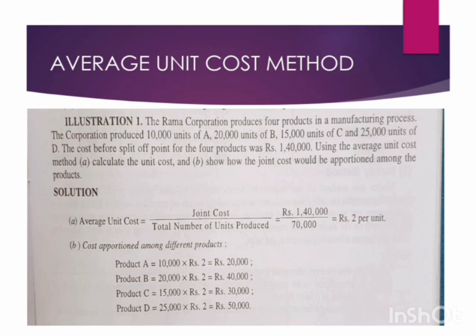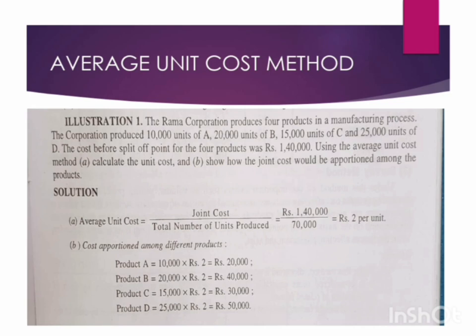Actually, the joint cost for producing all the 4 products A, B, C and D before the split off point was given in the question itself, 1,40,000, divided by the total number of units produced. So we have to add all the 4 units that are produced: 10,000 plus 20,000 plus 15,000 plus 25,000. When we add all these units, we arrive at 70,000. So when we divide 1,40,000 by 70,000, we get rupees 2 per unit. So to produce one single unit, 2 rupees has been incurred.